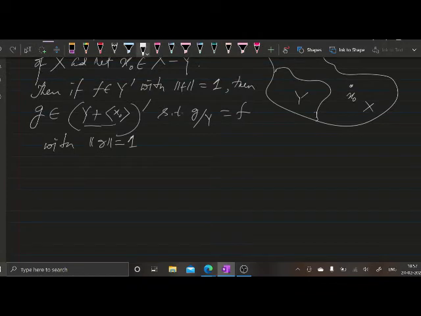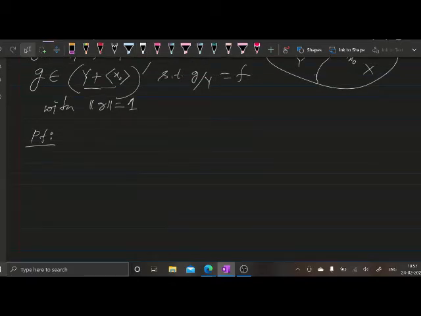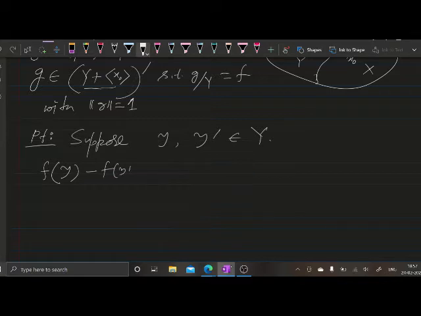Okay, so this is the lemma that we need to establish to prove the above theorem. So what is the technique that we are going to apply? Suppose you take any two arbitrary points y and y dashed in capital Y. Then, since f is a linear functional, f(y) minus f(y dashed) is f of y minus y dashed, due to the property of linearity of f. And since it is a real number, this will be less or equal to its modulus, right?